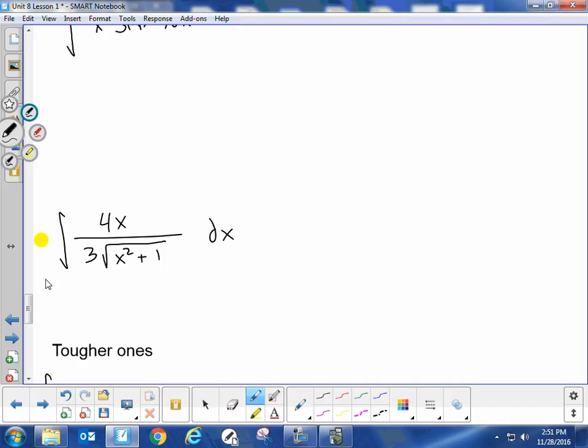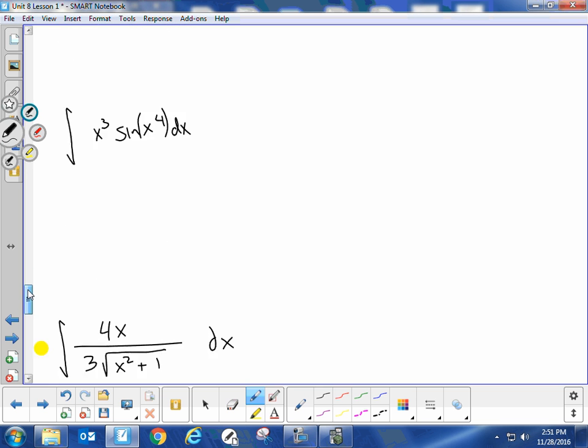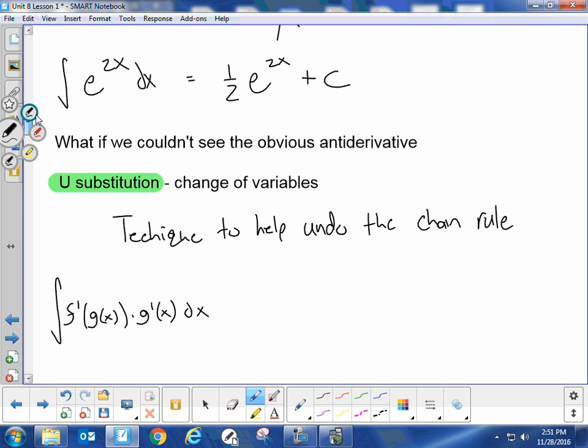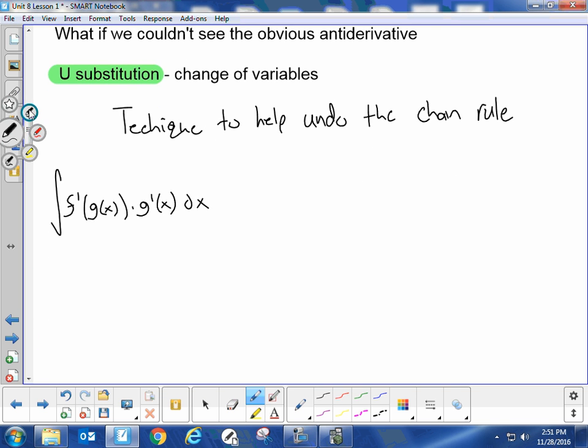They're very specific in nature. They have to be set up a certain way. You cannot use this technique for any function. It is only to undo the chain rule. So here it is: U substitution. It's also called the change of variables technique.